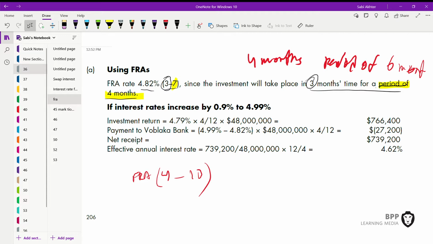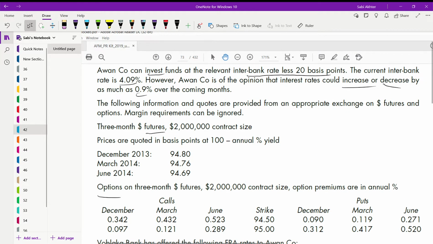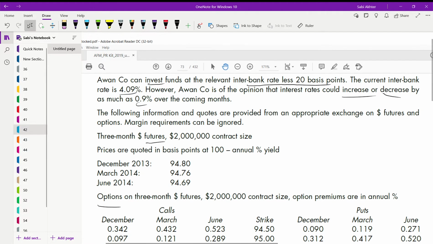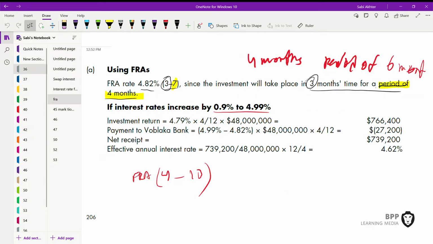Now once you get the FRA, here also the FRA rate increases, FRA rate decreases. So first we are going to work on the increasing part. Now we got the percentage. What is it? 4.79. How did we get 4.79? Here if you see, you are investing at what? 4.09 minus 20 plus 0.9. That's how you are getting it. 4.79. So make sure you know how you got this rate.